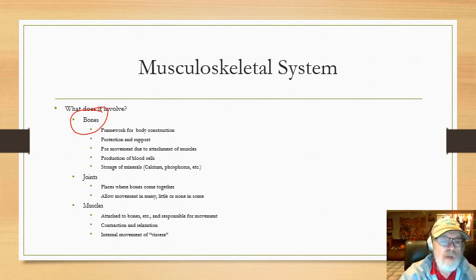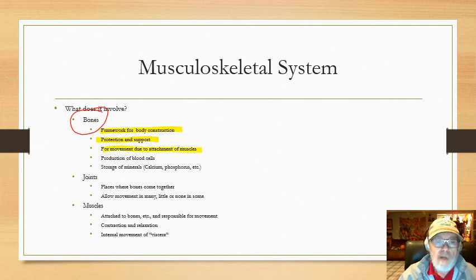We also use bones for protection, okay? Protection and support. Think about the skull. If we didn't have a skull, what would happen to the brain? Because the brain sits inside the skull. Think about the heart and the lungs inside the chest cage. So bones provide some protection and support. If I didn't have a backbone, if I was invertebrate, I basically wouldn't be able to walk upright. So the skeletal system provides protection and support besides actually acting as a framework for body construction.